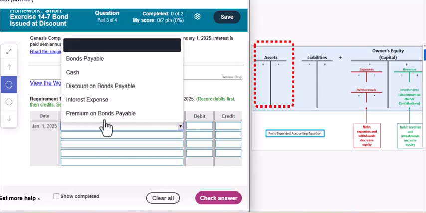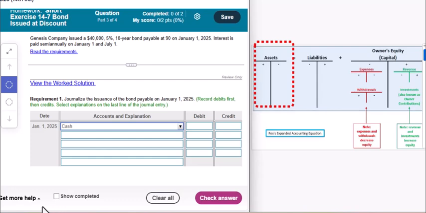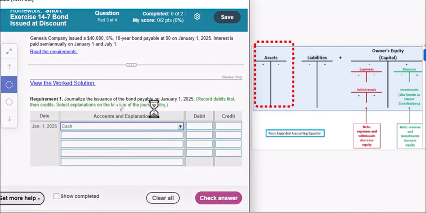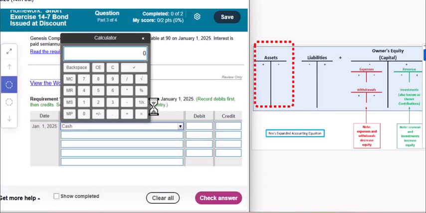So let's go ahead and input cash here and get that calculation going. So we'll scroll down here for a calculator. And then let's go ahead and calculate that $40,000 times 0.9 to get the 90% there. And that amount is going to be 36,000 even there. So let's go ahead and enter that in.